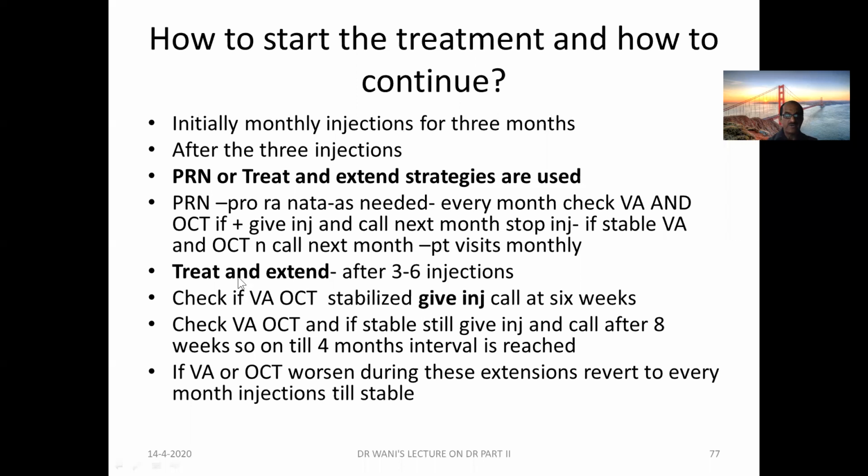That is the disadvantage. Now, treat and extend: after 3 to 6 months, the vision becomes stable. We check him, and if the vision has become stable, at that time we give an injection, and instead of 1 month, we call him at 6 weeks. After 6 weeks when he comes, we again check visual acuity and OCT, and if it is stable, we still give an injection. Note that. We still give an injection and call him after 8 weeks. After 8 weeks, if he's still stable, we call him after 10 weeks. So it goes on till we extend the interval between the 2 visits to 4 months. By this, we reduce the visits. But during any of the visits, if the visual acuity has worsened or OCT has worsened, then the patient has to go back to monthly injection.